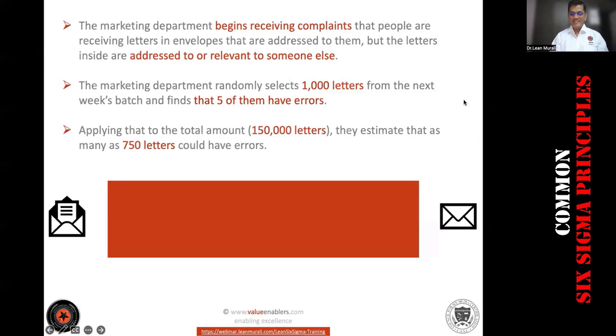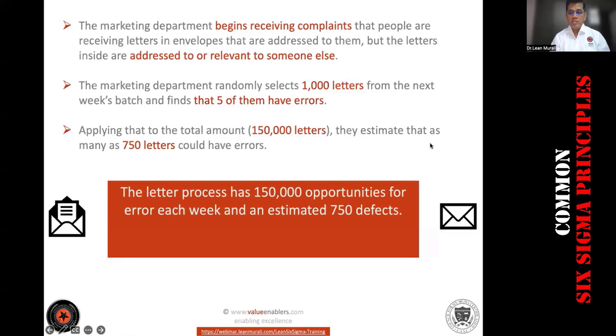It's simple mathematics. If it is clear, type SC, super clear, in the chat box if you have understood this. I'm taking a very simple example which everybody can do in their mind. So 5 errors out of 1,000 letters, if you extrapolate that, out of 150,000 letters that have been sent, 750 letters had errors. So the letter process has 150,000 opportunities. It is called that since 150,000 envelopes are put, each of them has an opportunity for having a mistake.